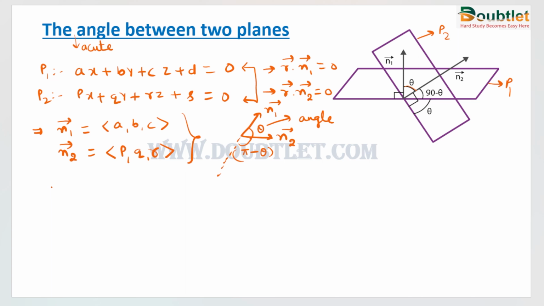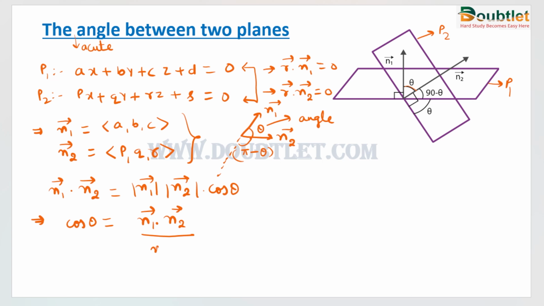To find the angle between two vectors, we will use the dot product concept. If we find the dot product of these two vectors, we use the formula: magnitude of n1 multiplied by magnitude of n2 multiplied by cos of the angle between them. Then to find the value of cos theta, we can write this as n1 dot n2 divided by the modulus of n1 and the modulus of n2. Here modulus means the magnitude of the n1 and n2 vectors, and we have to take the magnitude of the whole of this.